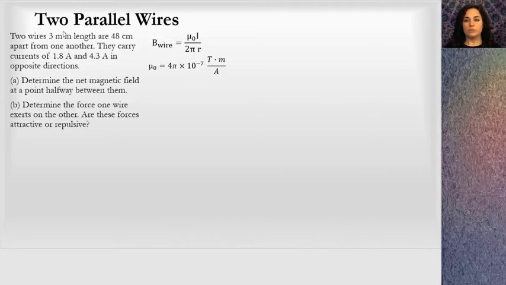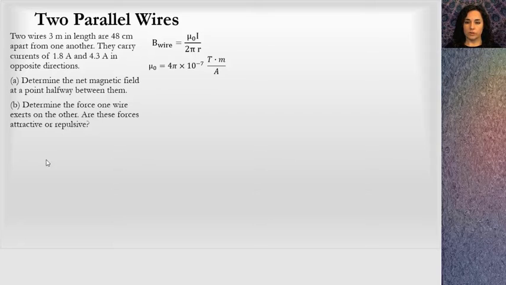So I picked a problem. This is a classic problem we look at with this situation, two parallel wires. It says two wires 3 meters in length are 48 centimeters apart from one another. They carry currents of 1.8 amps and 4.3 amps in opposite directions. I'm going to stop there and draw a picture.